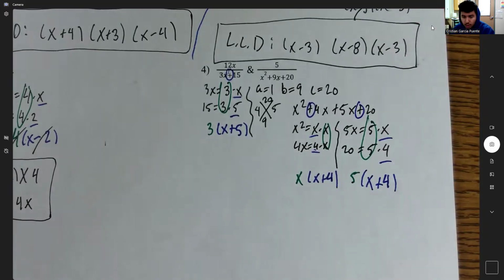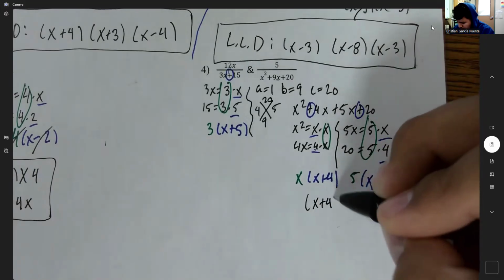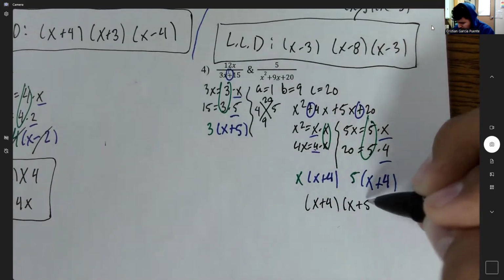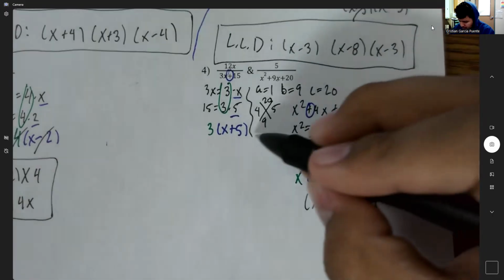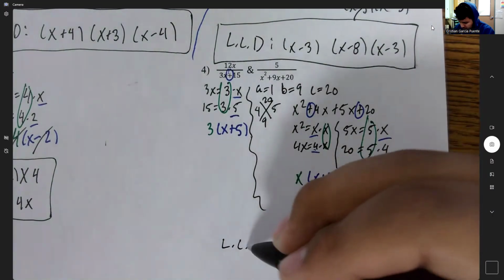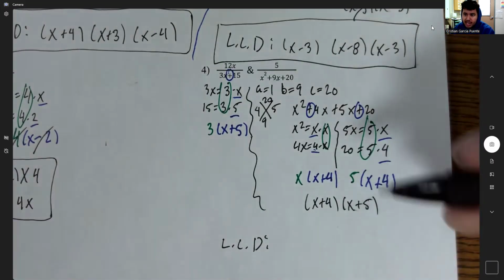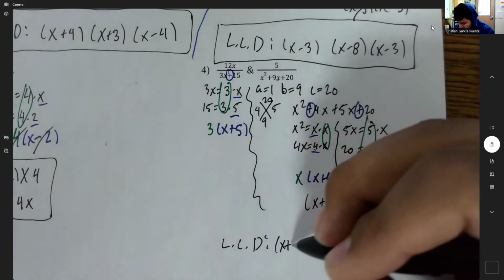Now we'll just rewrite it. What do both of these two have in common right here? X plus 4. And then our leftovers is just going to be x plus 5. And now that right there is your right denominator. So now we just have to do our LCD. LCD is just looking at what they have in common. So what does this and this have in common? They both have an x plus 5 in common. So we'll write that down.